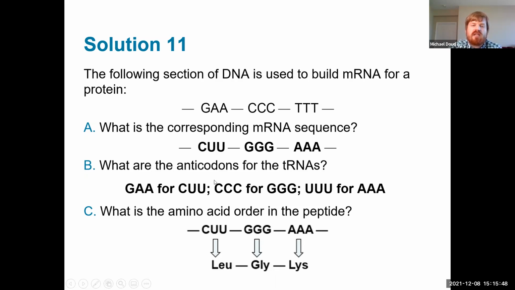Then we look at the codons to give ourselves the amino acids. Again, anticodons, we don't use those as our structure, but we know that CUU as a codon carries with it leucine. So CUU as a codon translates to leucine, GGG translates to glycine, and AAA translates to lysine. And again, you have to go back to that chart that I gave you at the beginning of the lecture to get that.